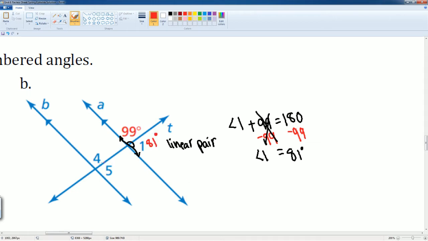Now we need to know what angles 4 and 5 are. So we can grab these angles here, then translate them down. Watch me slide it down the line. Because they're parallel, I'm allowed to do that. Perfect. So notice that angle 4 is the same thing as the 99 degrees, and angle 5 is also the 81 degrees. Okay? So I can write that angle 4 is your 99 degrees, and your 5 is your 81 degrees. Good.